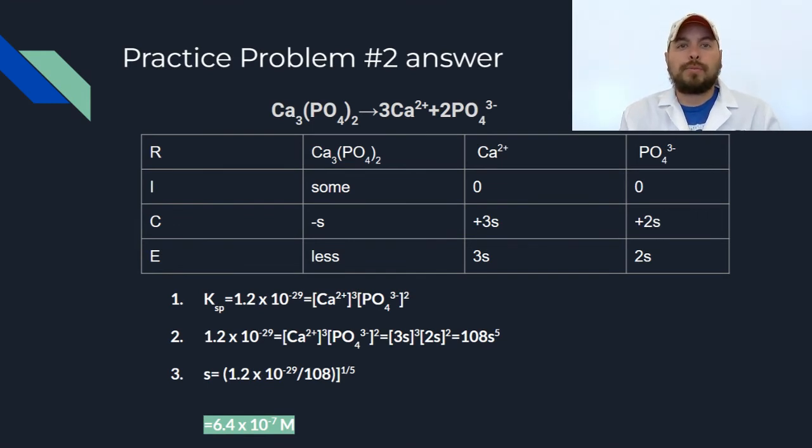We're going to plug in the values from my RICE table. For the calcium, it's going to be 3S. For the phosphate, it's going to be 2S. And we end up getting 108S to the 5th is equal to my KSP. So I take my KSP, and raise it to the 1/5 power, which is the same thing as taking the 5th root, and then divide by 108. What I end up with is 6.4 times 10 to the negative 7th moles per liter. So that's the molar solubility of my calcium phosphate.